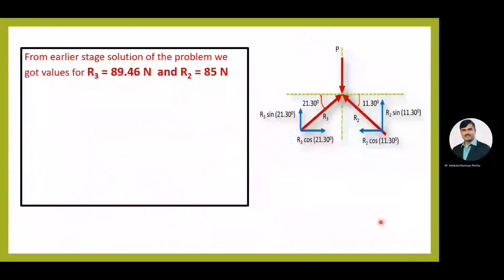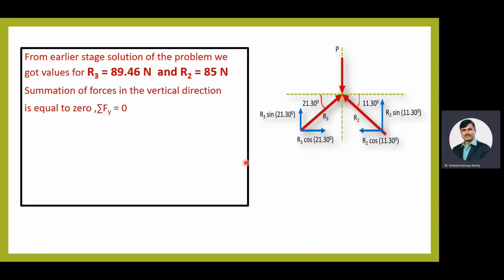Under the equilibrium condition of the wedge, we are considering the following condition. The following condition is summation of vertical forces is equal to 0, that is, sigma F of y is equal to 0. Here, the vertical forces are the applied force P and R3 sine 21.30 degrees, R2 sine 11.30 degrees. Here we are considering upward forces as positive, downward forces as negative. If that is the case, then R3 sine 21.30 degrees plus R2 sine 11.30 degrees is equal to P.